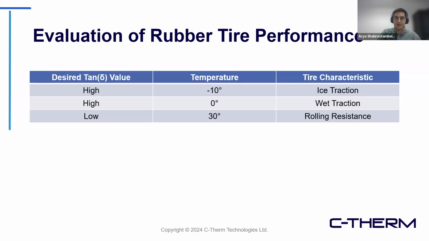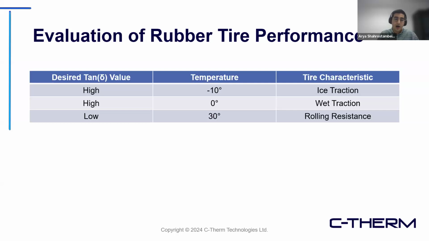Another application for DMA tests is evaluation of rubber tire performance in the rubber industry. Again, let's talk about tan delta. For evaluating rubber behavior, for example tires, at different temperatures you're looking for different tan delta values, and I'm going to explain why that's needed. For example, ice traction: at a lower temperature like -10, you want a tan delta peak that is higher in height, because you want to make that traction with the ice. And at 0 degrees, we have wet traction.